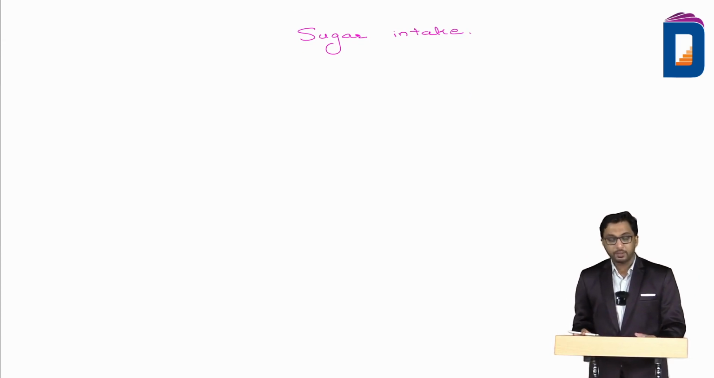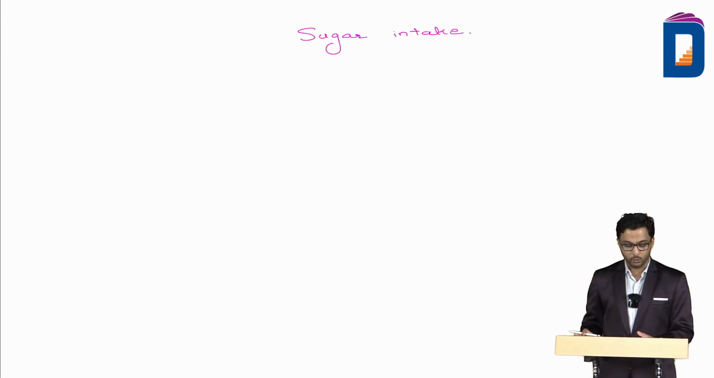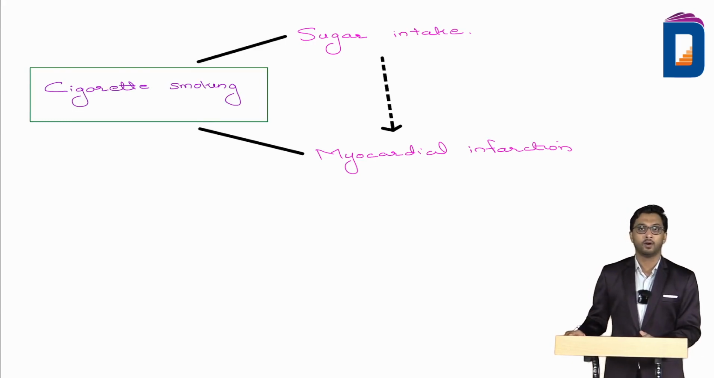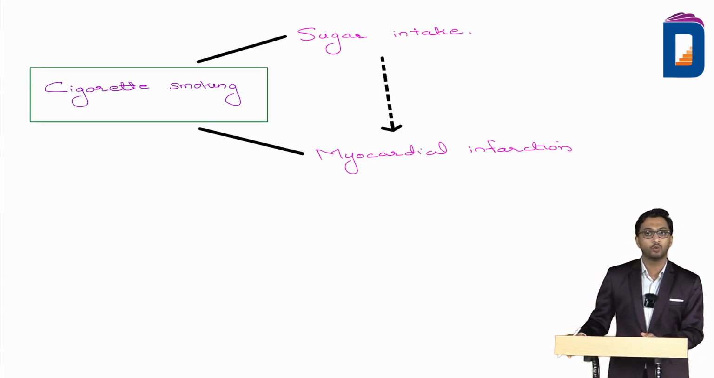Now, one more example, sugar intake. Sugar intake was seen high in myocardial infarction. So people said there is an association between sugar intake and myocardial infarction. That means the more you take sugar, the more chance of myocardial infarction. So they said there's a direct association. Then more studies were conducted. They saw that there's a third factor involved, which is associated with both of them, which is cigarette smoking. Okay, cigarette smoking was a confounding variable.